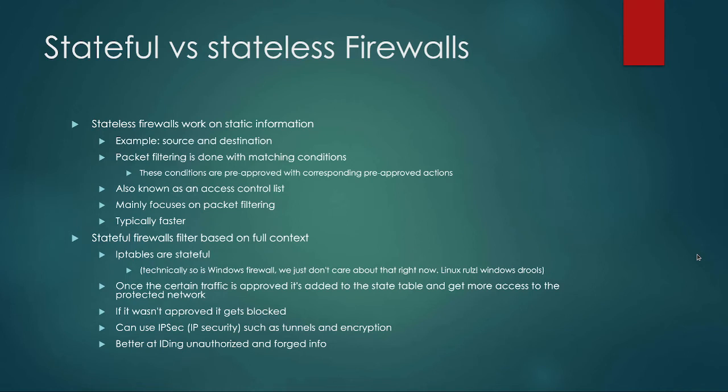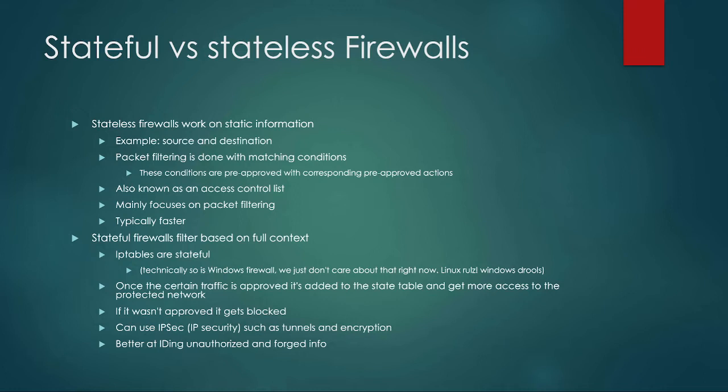Now, when we talk about firewalls, we can sort of split firewalls into two general categories, stateful and stateless. Stateless firewalls are going to be static information. So it's going to be looking at, say, source and destination. It does packet filtering, matching these conditions, pre-approved actions. It can also be known as an access control list. You may remember that from your security. It basically focuses on packet filtering. It's also considered faster because all we're looking at is where is this coming from? Okay, great, here you go, come in.